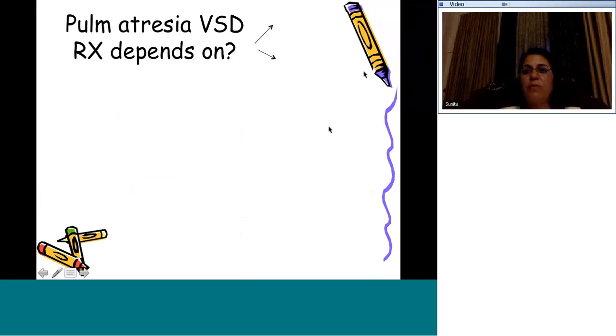But pulmonary atresia VSD, treatment depends on what? What determines treatment in pulmonary atresia VSD?